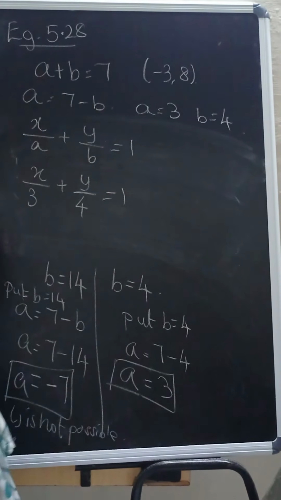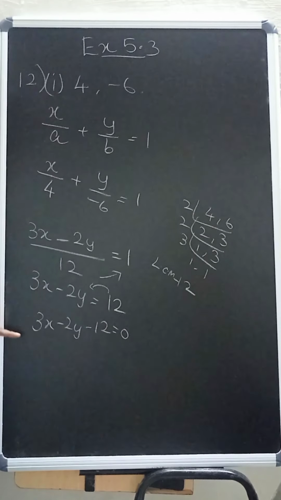3 4s are 12. So 3x plus, 3x minus, this minus I am taking it here. 6 2s are 12. So 2y = 1. 3x - 2y = 12. Bring this 12 this side. 3x - 2y - 12 = 0 is the equation of the straight line.